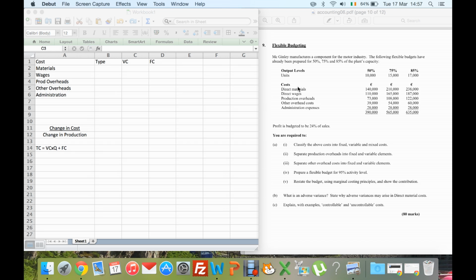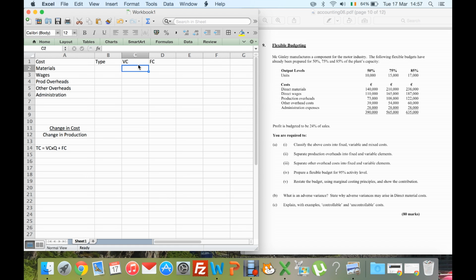So if I just look and see what happens to our costs when production goes from 10,000 units to 15,000 units, the cost goes from that to that. So the costs go up by 70,000, and the number of units we produce goes up by 5,000 units. So that means that the cost is 14 per unit. Now let's see, does that fully explain the increase in costs?